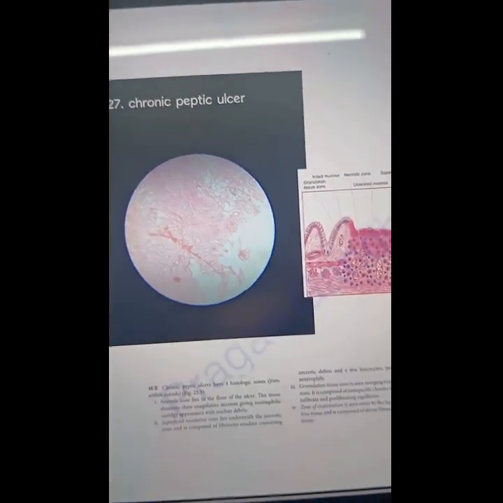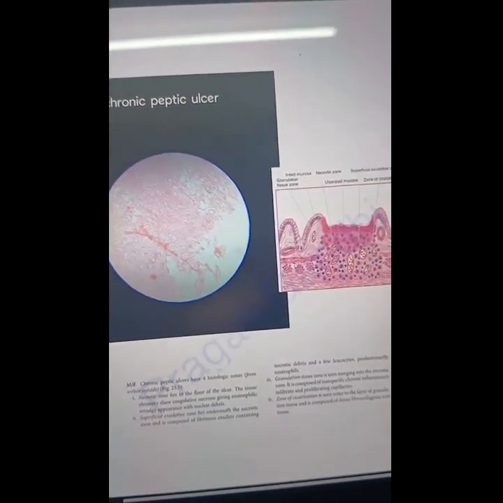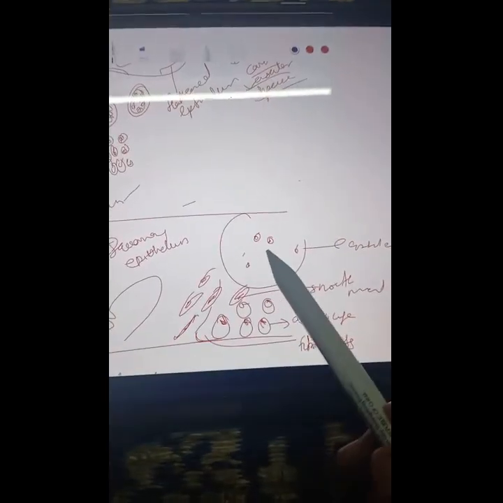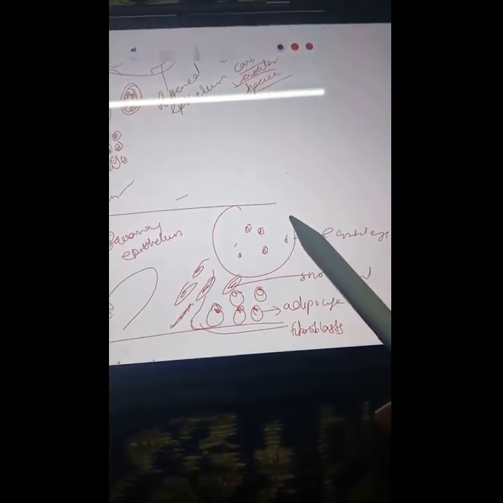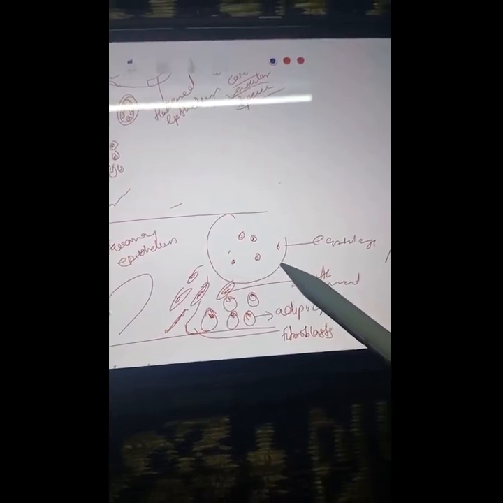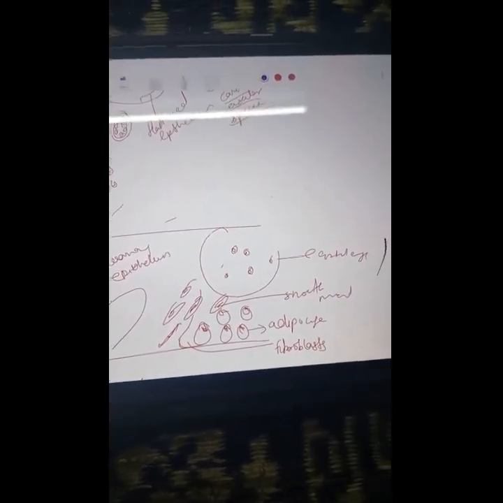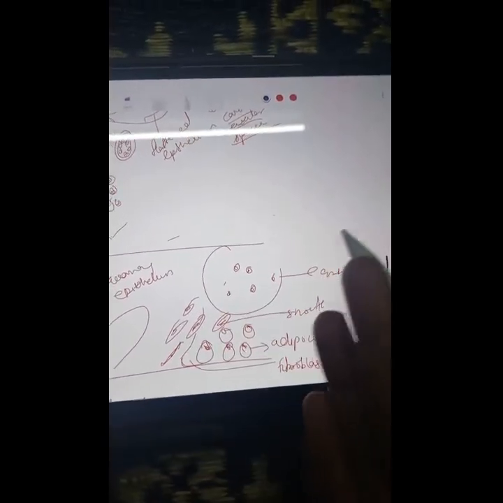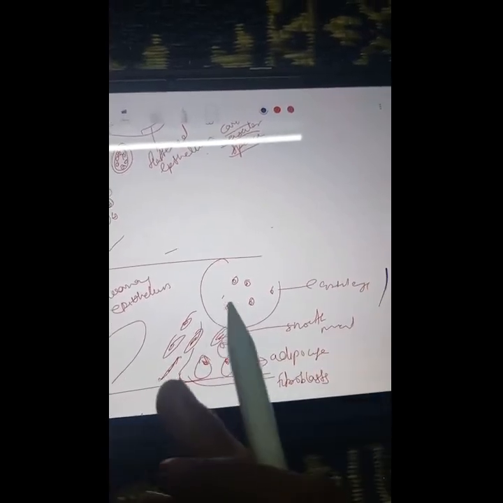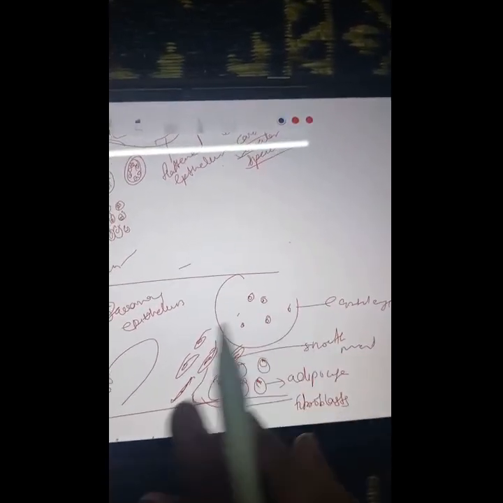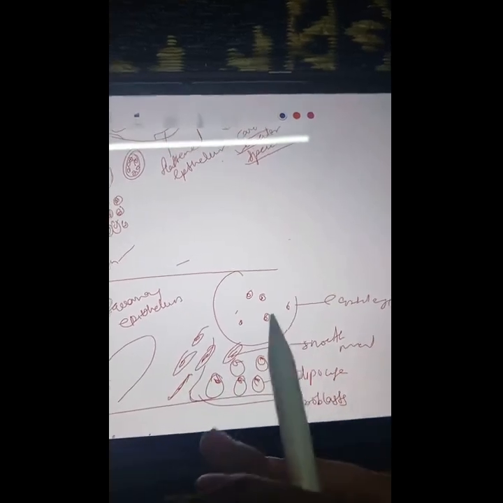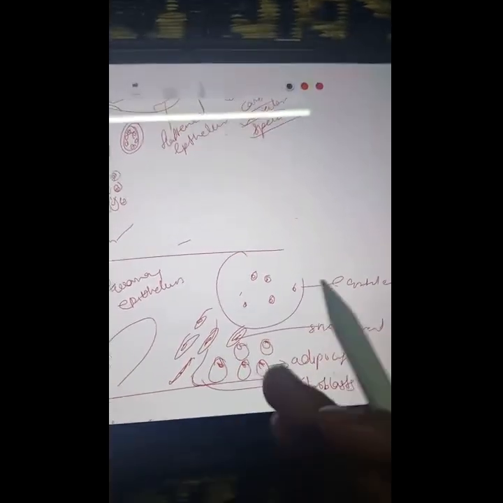Next, this is chronic peptic ulcer. This is very important. In chronic peptic ulcer, the most important feature is a punched out lesion. Which means the base will be smooth. The base won't be necrotic or indurated, and the margins will be normal. The base will be smooth, with punched out lesions, and it will be more superficial.